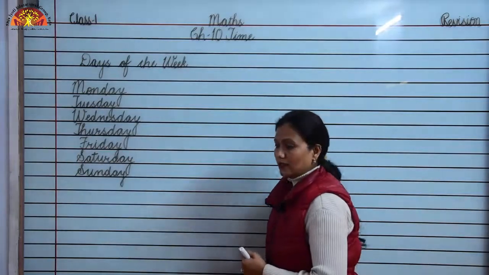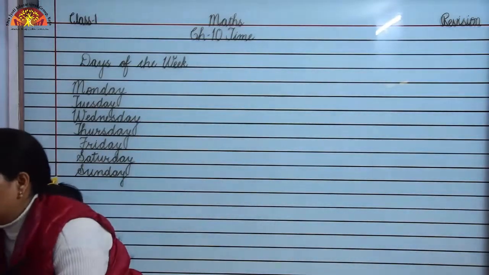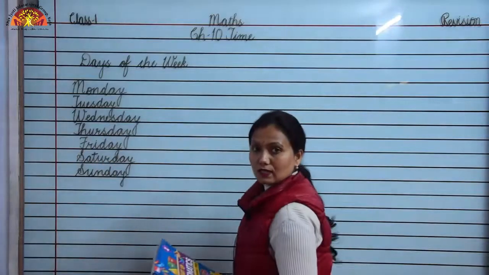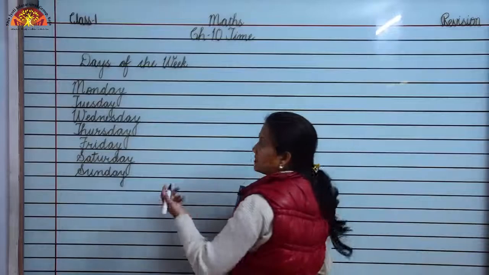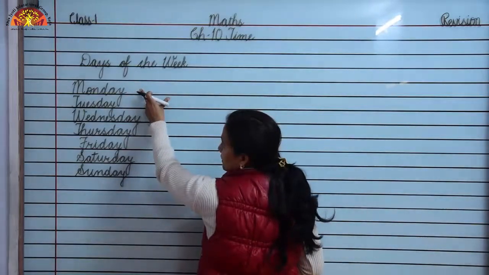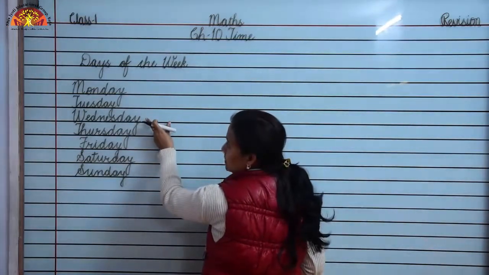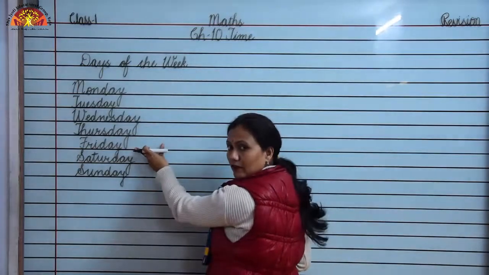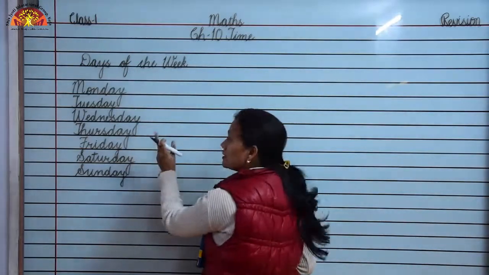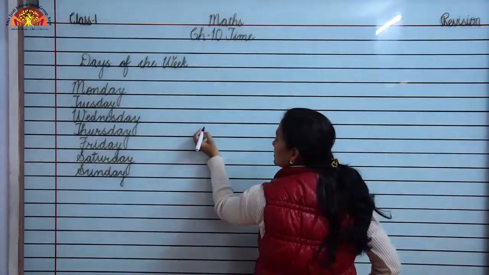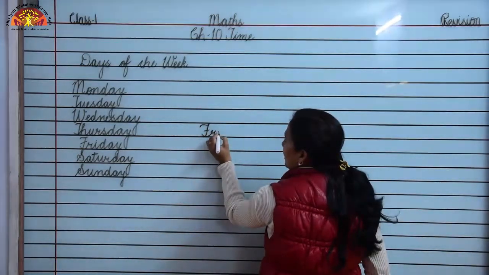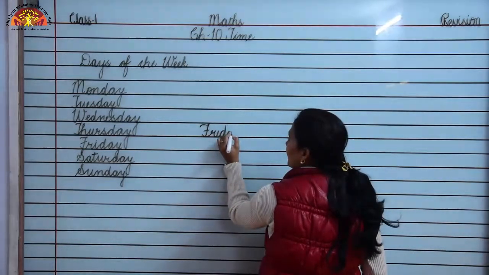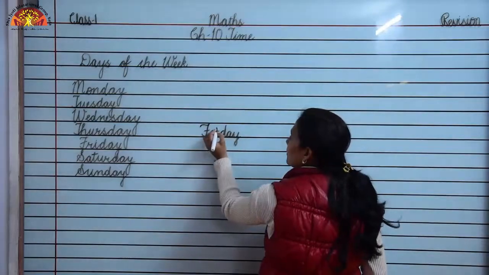If I say which is the 5th day of the week, so let's start. First, second, third, 4th and 5th. So 5th day of the week is Friday. And what is the spelling of Friday? F R I D A Y.